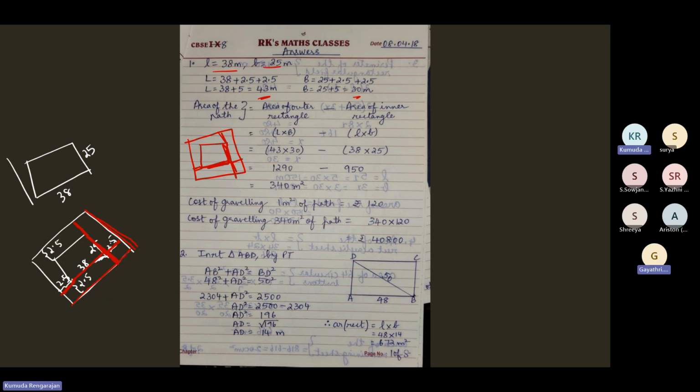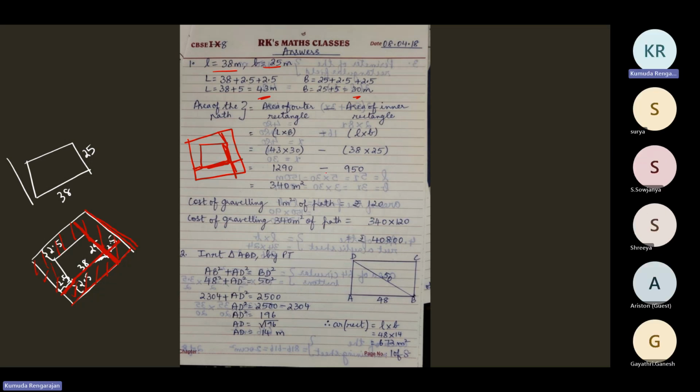So the area between the two rectangles is the area of the path. The area between the two rectangles is the area of the outer rectangle minus the area of the inner rectangle. Rectangle area we know, L into B. So the area of the outer rectangle is capital L into capital B, and the inner rectangle is small l into small b. The difference between these two areas will be the area of the path.